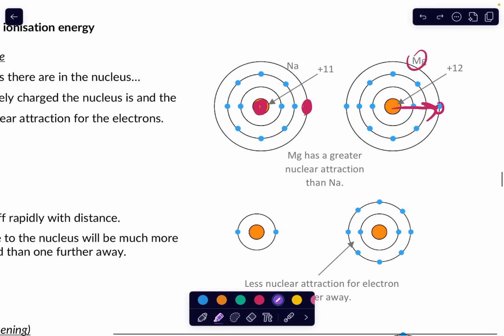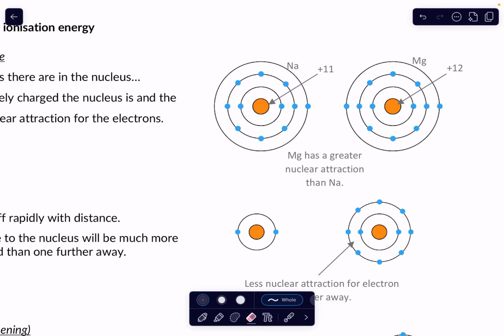So when we look at sodium and magnesium, we're looking at two different elements that are next to each other in the periodic table. Sodium has a proton number of 11, magnesium has a proton number of 12. Magnesium has more protons than sodium, so therefore, magnesium has a greater nuclear charge than sodium. So charge, it has a greater nuclear charge. Let me explain that a little bit more.